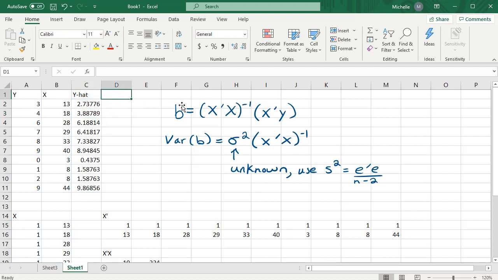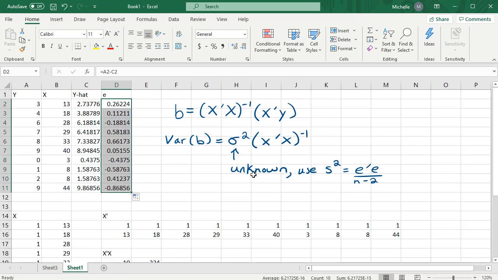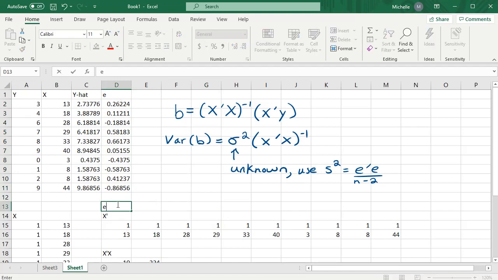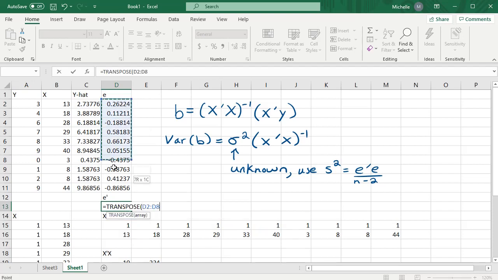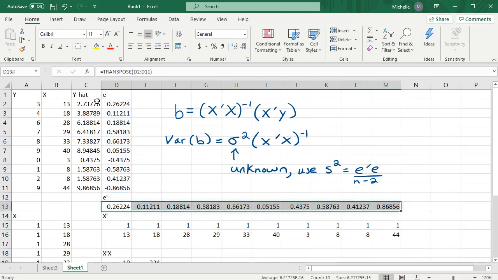Then next I want to find what e is, my residuals. This is y minus y hat, and you press enter. You get your cursor to look like this little black cross. Click and drag it down. So these are my residuals. Now to find e transpose, do I have room for it? I have room right here. So I'll write e transpose. This equals the transpose of e. It's exactly the same, just transposed.